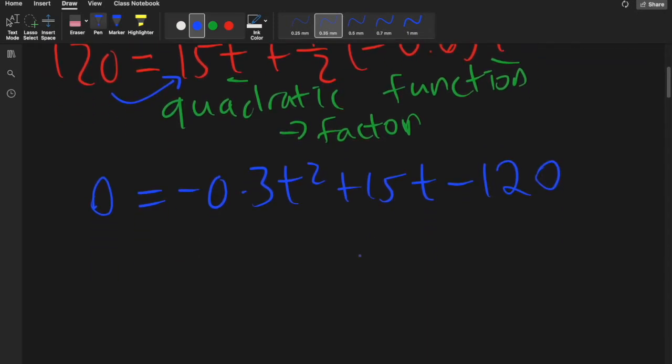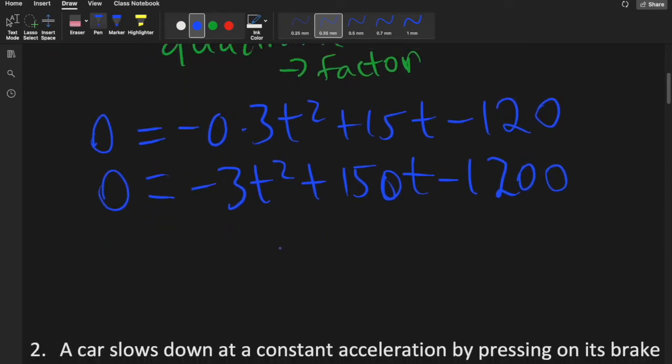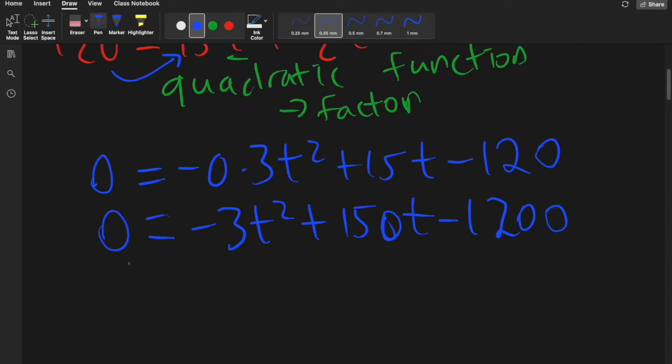And then I'm going to multiply the whole equation by 10. So negative 3t squared plus 150t minus 1200 is equal to 0. Now you can just factor this formula, right? So negative 3, so 1 and 3, and here is 120.